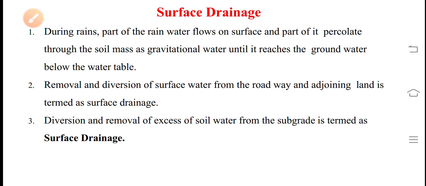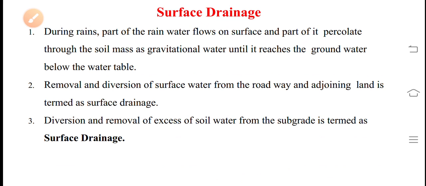In case of cement concrete road and high quality bituminous concrete road, percolation is almost negligible. Especially in case of cement concrete road, it is nil almost, we can say. Whereas in case of WBM, gravel road, earth road or mud road, naturally it is pervious, therefore percolation is too much to reach the subgrade within no time. That is the reason why the surface water should be drained off quickly by providing suitable camber as per IRC recommendation and specifications. Removal and diversion of surface water from the roadway and adjoining land is termed as surface drainage.